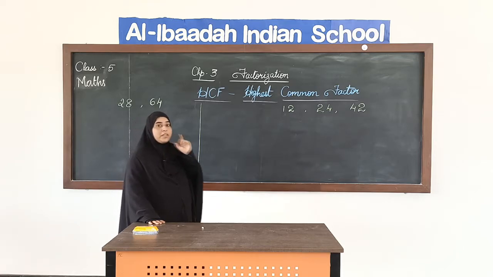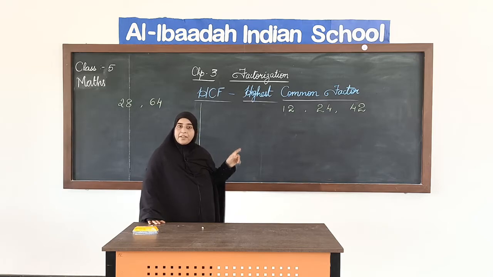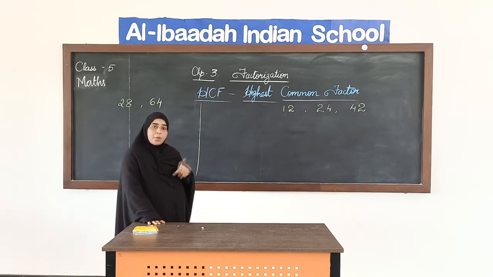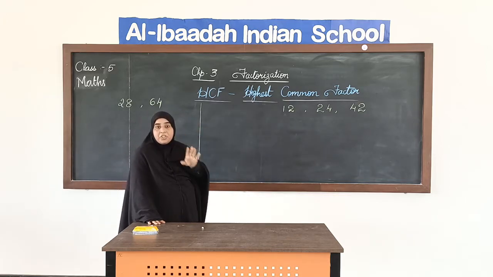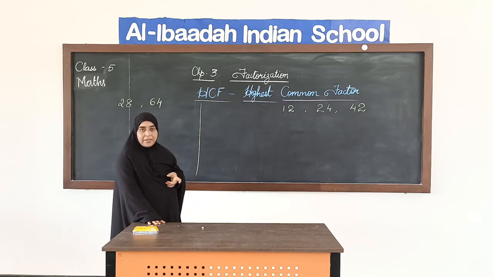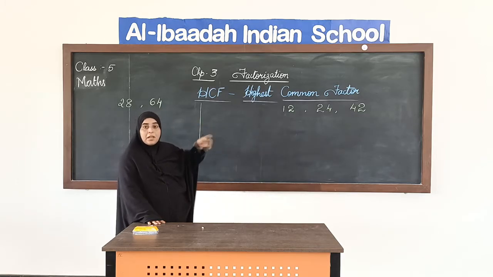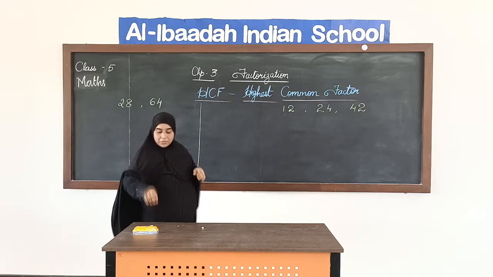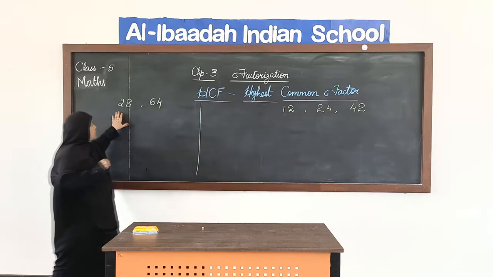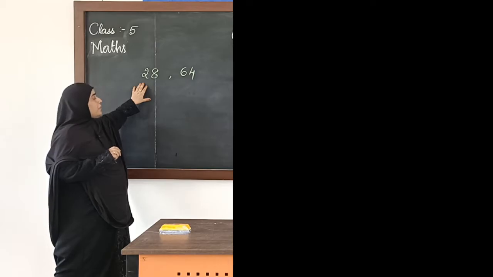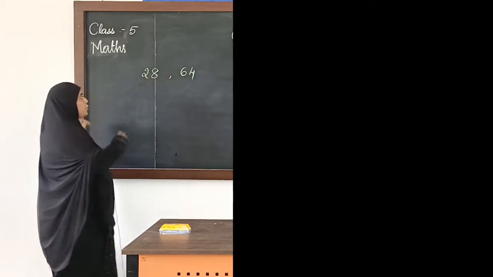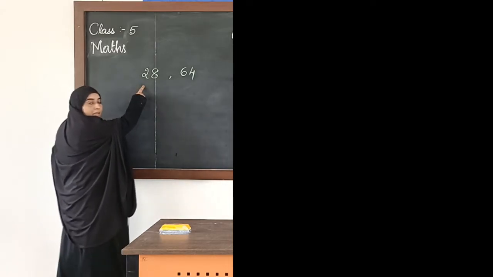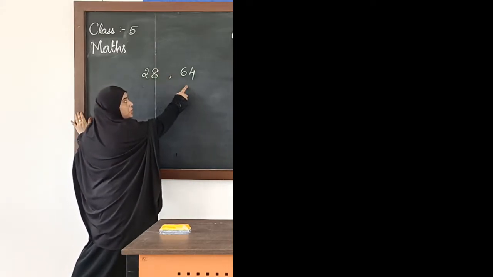This method you have already done in class 4, where we find all the factors, then we find the common factor and the highest common. Now here what we are going to do is, we are going to do division method, find the prime factors of each number, and then we will find the common factors for that. Okay, so for that first we will find the HCF of 28 and 64. First we will do prime factorization for 28 and then we will do prime factorization for 64.